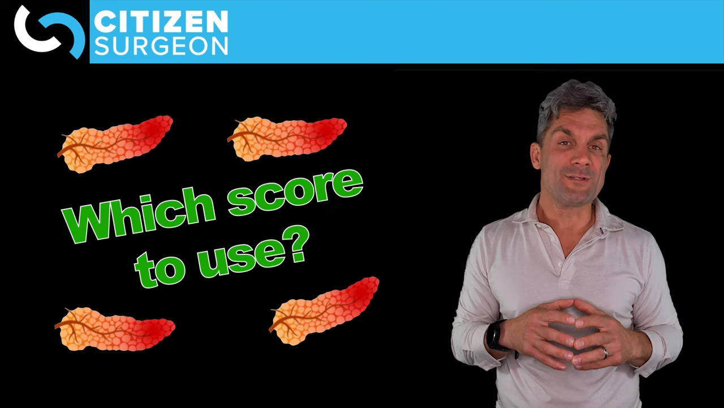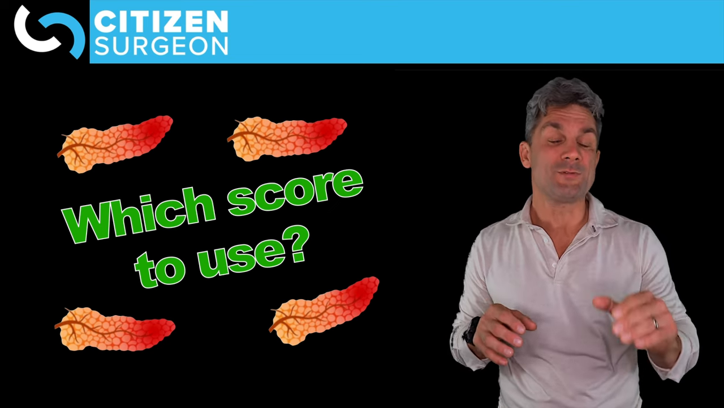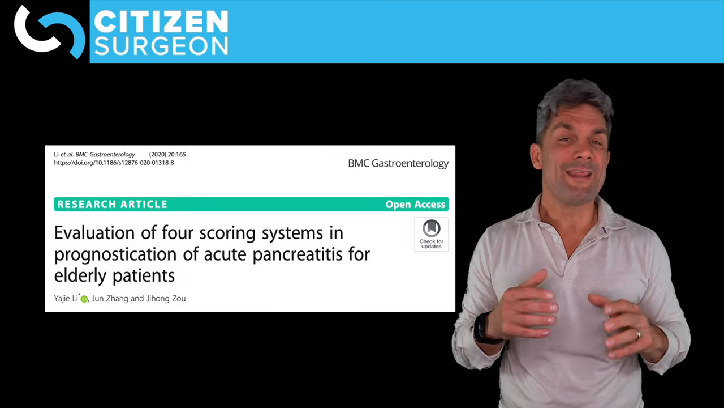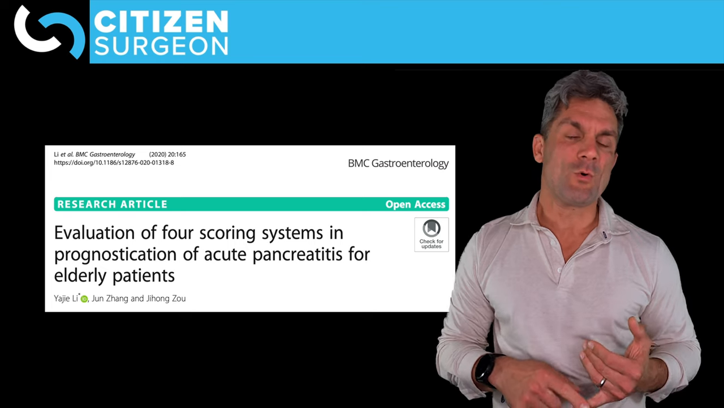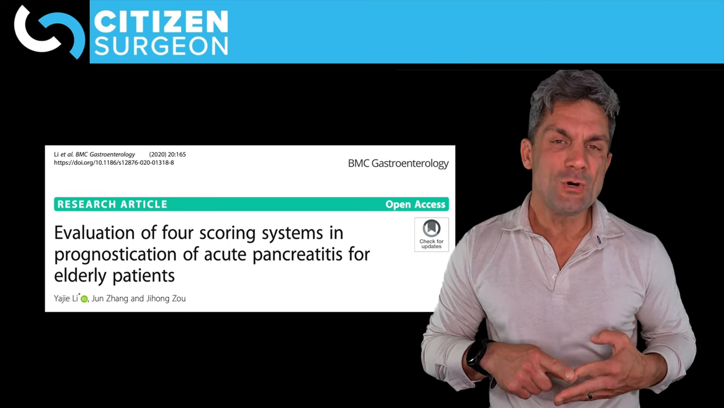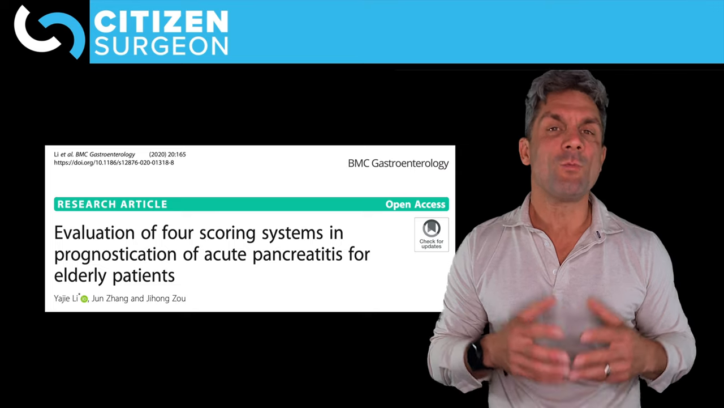Well, there's a few papers out there. There's a few free ones available. I'm going to put links to those in the description, so check those out. But which score should we use? I'm going to look at this paper right here. In this paper, they looked at using the Ranson score, the modified Glasgow score, the BISAP score, or the APACHE II in younger patients and elderly patients with acute pancreatitis. And what did they find?